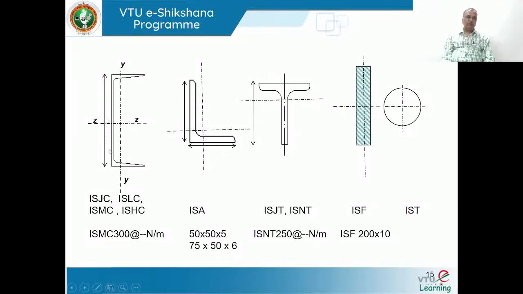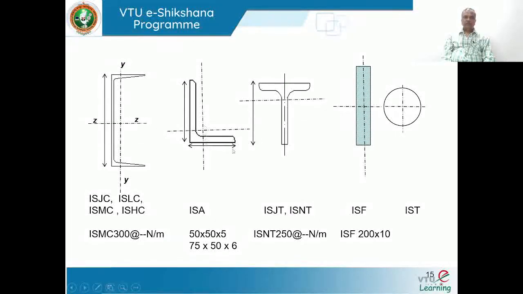So we have different types of channel sections, like the classification of I sections. We have ISJC, Indian Standard Junior Channel, Indian Standard Lightweight Channel, Indian Standard Mediumweight Channel, Indian Standard Heavy Channel. The designation is similar to that of an I section. ISMC 300 at the rate of some weight in Newton per meter or kg per meter, depending on the situation, where 300 is the depth of the channel section, represented as small h.